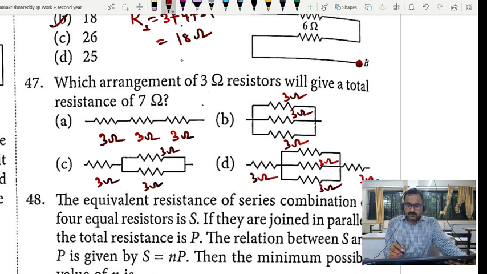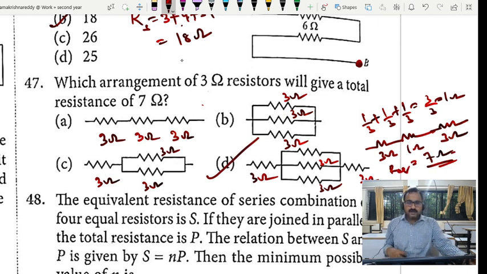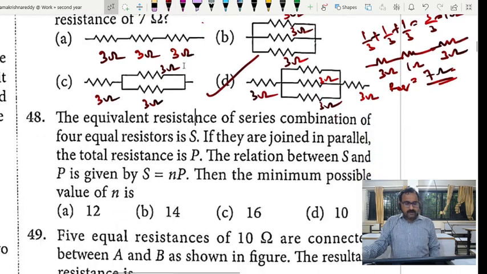Right. So these three are in parallel. Parallel means how much you get? 1 by 3 plus 1 by 3 plus 1 by 3, that is 3 by 3, that is equal to 1 ohm. Right. Now it is possible: 3 resistors give 1 ohm, and 3 another one. So therefore R equivalent equal to 7 ohms we are getting. That is the fourth option, D only.